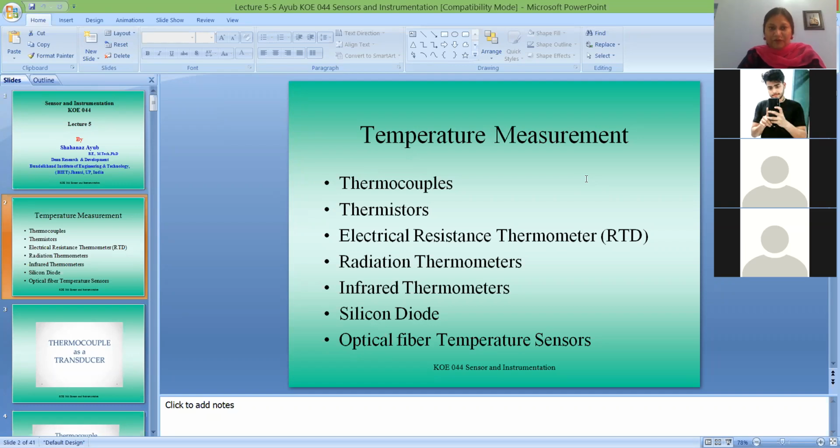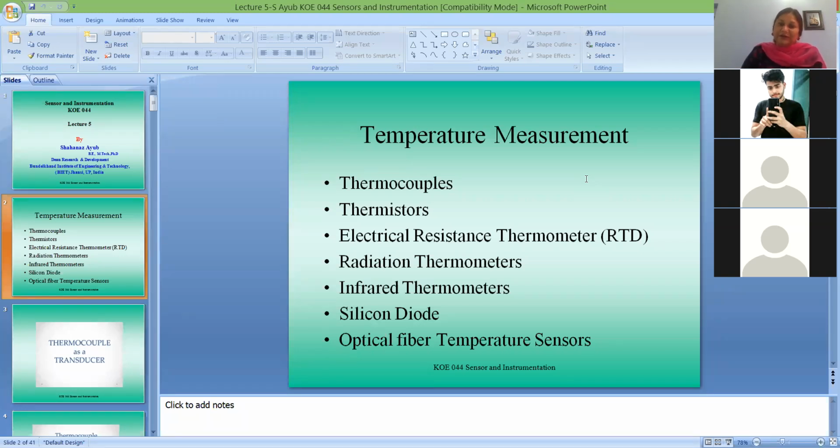Do you know what is the forward voltage drop of silicon diode? When the silicon diode is forward biased, how much is it? Ma'am, 0.7. Yeah, right, 0.7 volt. That means 700 millivolt. For every 1 degree Celsius rise or decrease in temperature, the forward bias voltage of silicon diode changes by 2 millivolt.